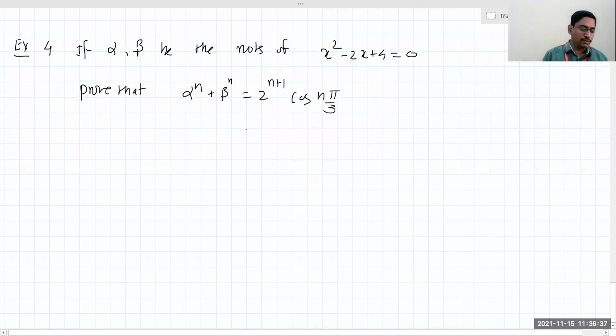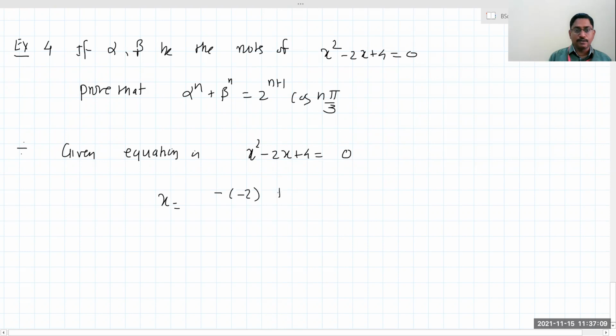Okay, first of all, we have to find the roots of this equation. It's a quadratic equation, so it has 2 roots. So the given equation is x square minus 2x plus 4 equal to 0. Now we cannot factorize it, but we can apply the quadratic root formula. So what was that formula? The roots of this equation are given by x equal to minus b.